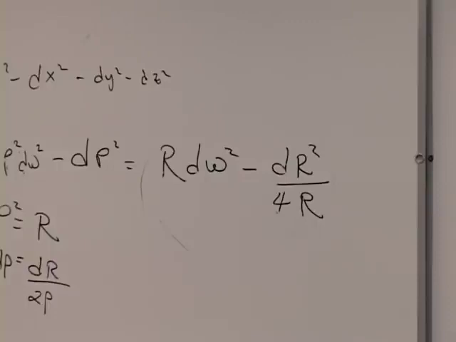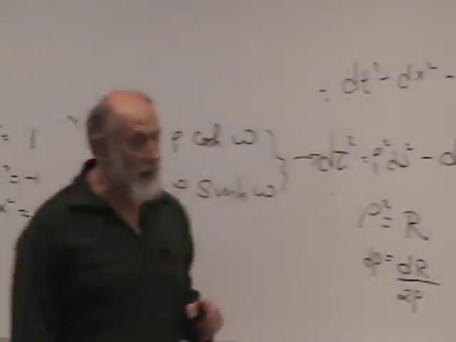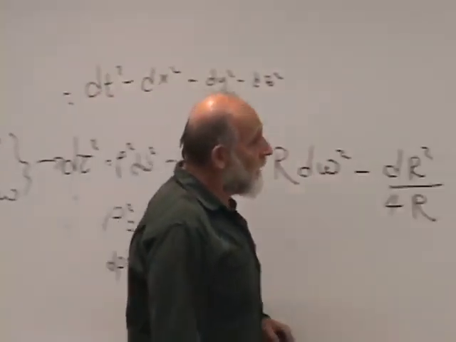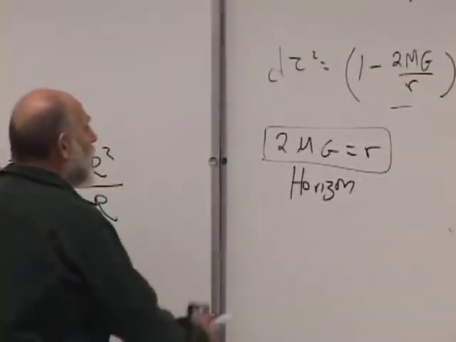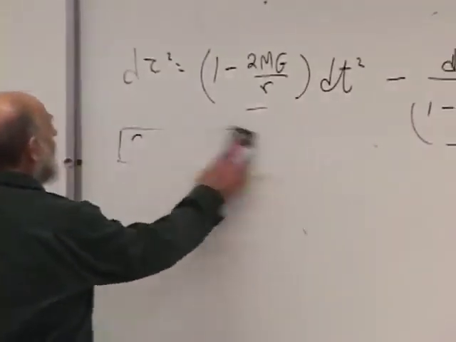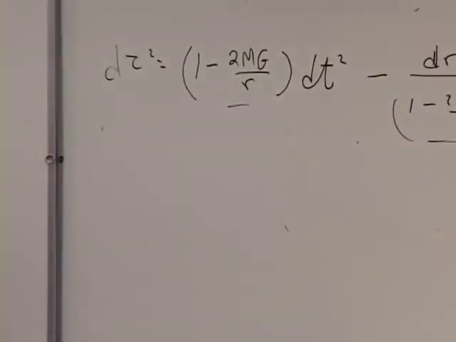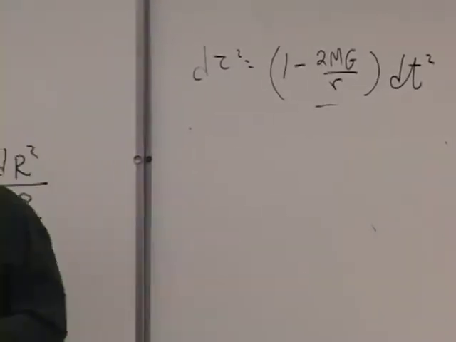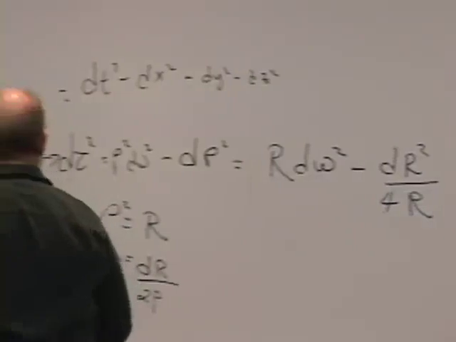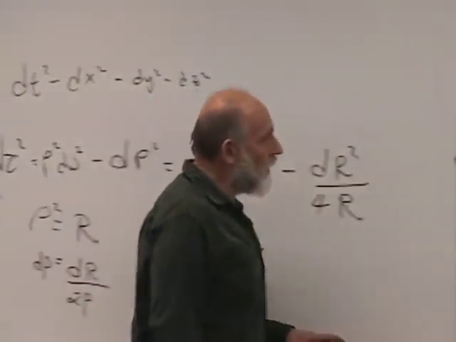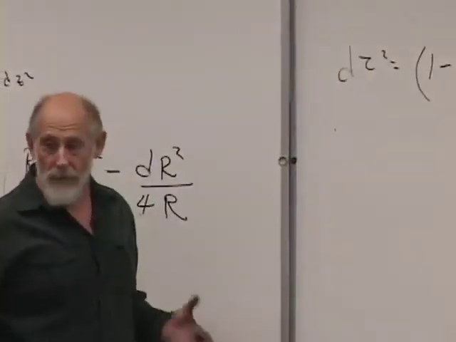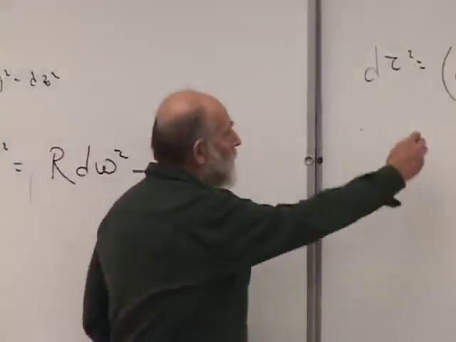Would that be how far you're away from the horizon? Yes, that's right. Okay. So let's take this metric and fiddle with it a little bit. We're going to be interested in it very near the horizon. We're going to try to analyze it very near the horizon, near r equals 2mg.